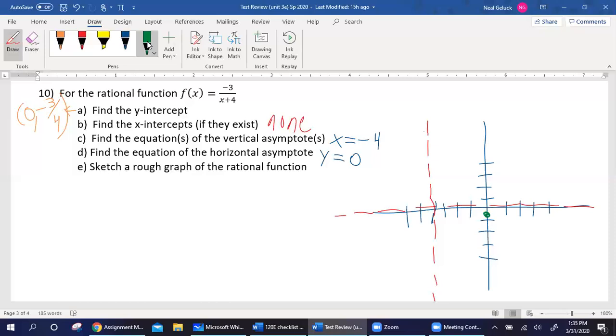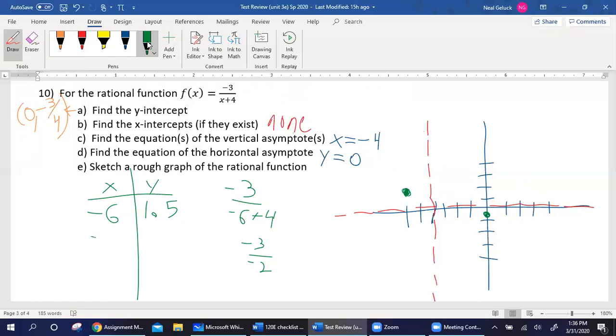Now, remember that you need to just pick a few other points on either side of the vertical asymptote to get a feel for what the graph's going to look like. So, for example, if I pick -6, and again, I'm just throwing numbers out there that are on either side of the vertical asymptote. If I plug in -6 into my function, that would give me -3 over -6 plus 4. That's going to be -3 over -2. So that's going to be positive 1.5. So at -6, I'm up 1.5. I'll try one more. If I plugged in a -5, that would give me -3 over -1, so 3. But -5, I'm up 3.